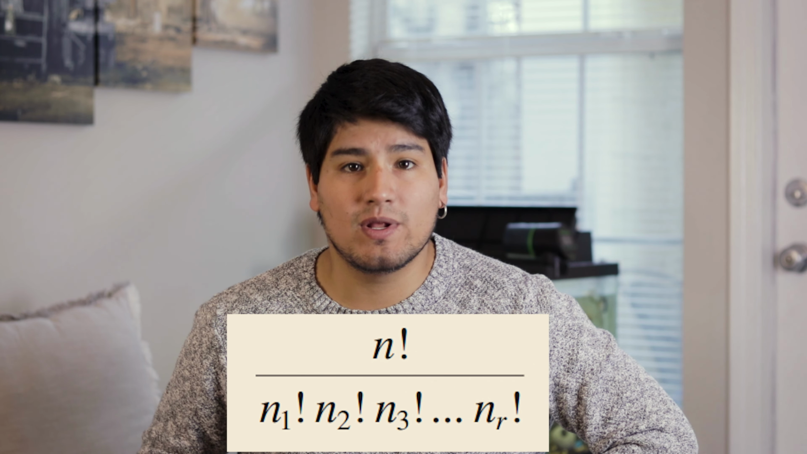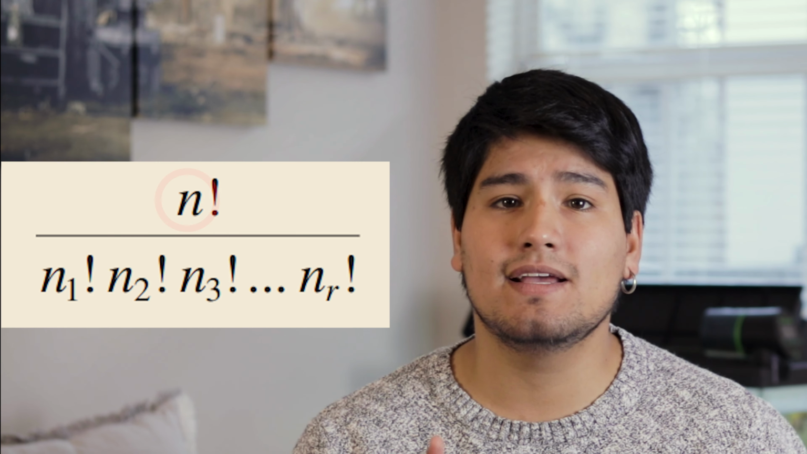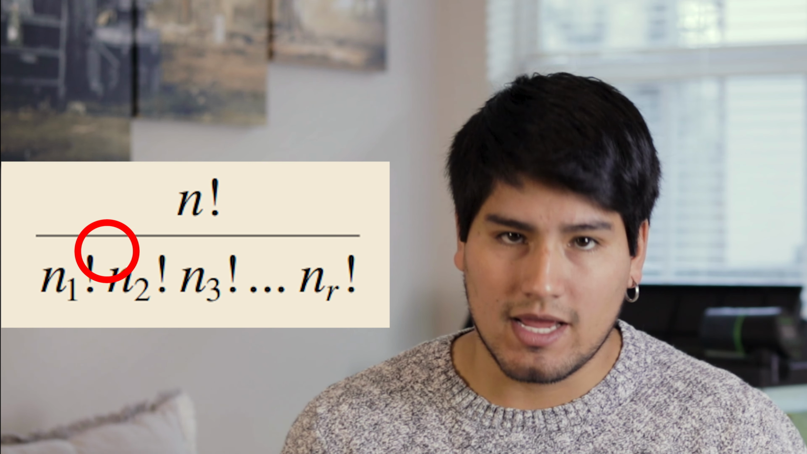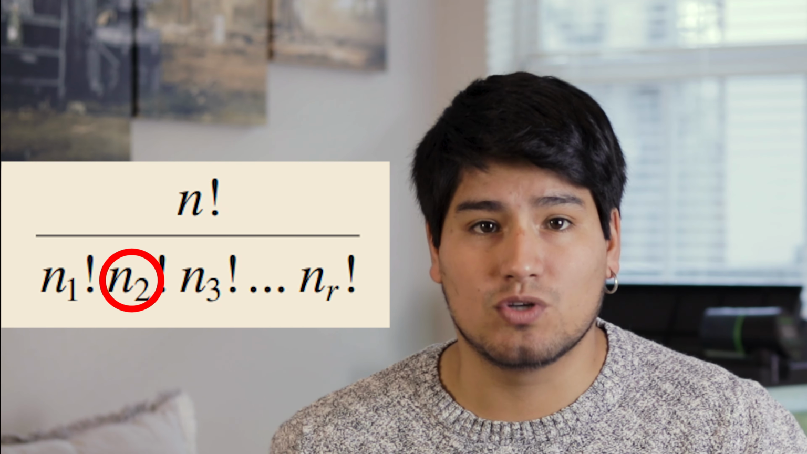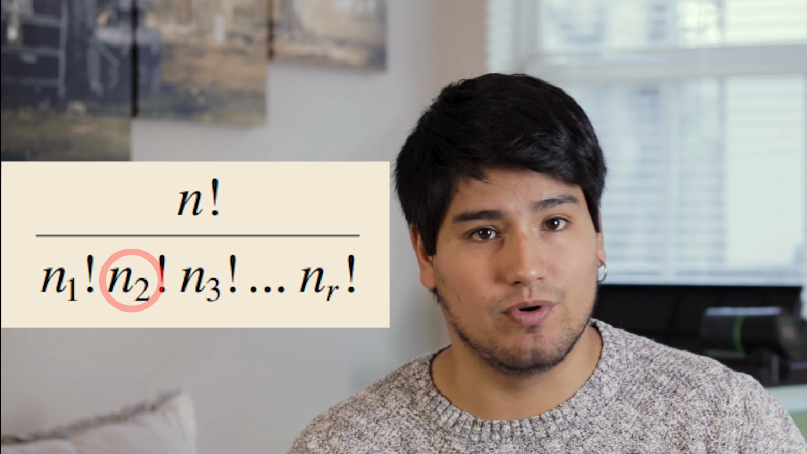So what happens if some of our elements in our set are the same? This will be permutations of similar objects, and the formula is the following, where n is equal to the total number of options, n1 is the total number of option 1, and n2 is the total number of option 2, and so on. Is it getting a little bit complicated? Let's clear some things out with an example.